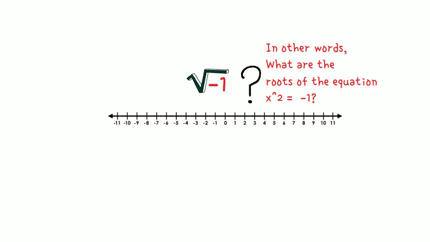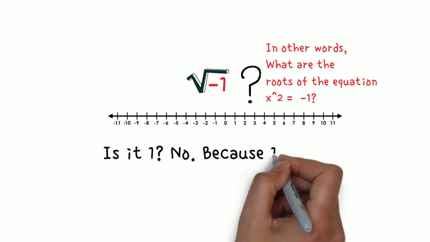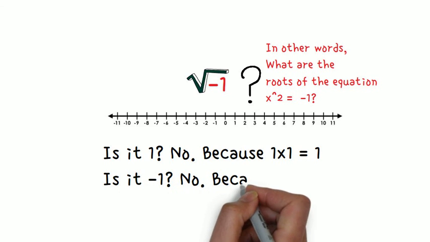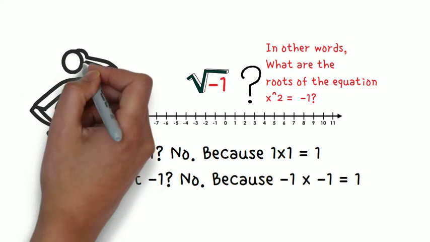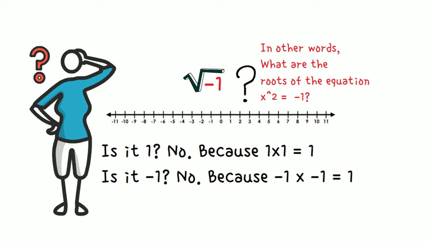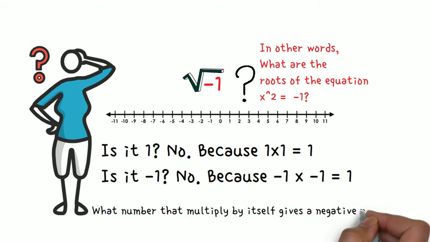Is it 1? No, because 1 into 1 is 1. Is it minus 1? No, because minus 1 into minus 1 is also 1. Positive numbers won't work here. Negative numbers also won't work here. So what number that multiplies by itself gives a negative number?